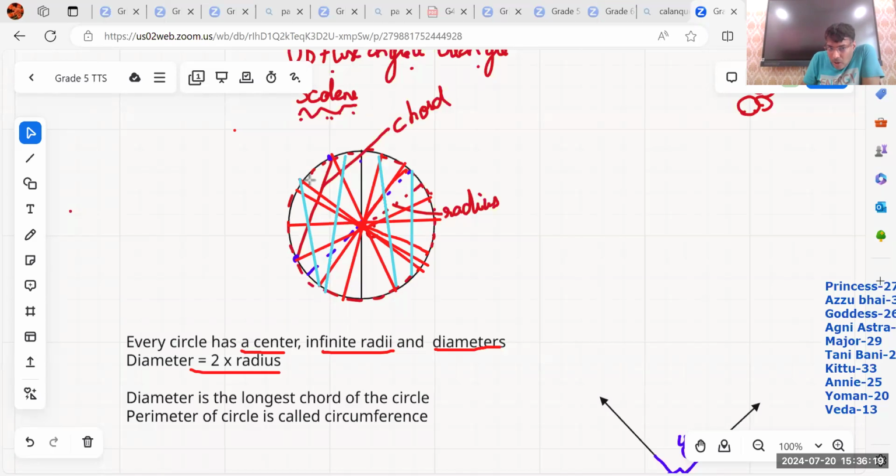Diameter is also a chord. In fact, it is the longest chord of the circle. Then the perimeter of a circle is called the circumference. Perimeter of a circle is called what? The circumference. So these blue lines are all chords.